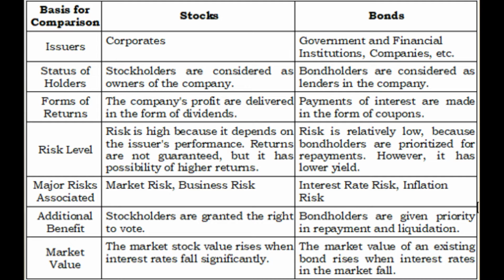How about the major risks associated with stocks? We have the market risk and business risk. How about in bonds? We have the interest rate risk and inflation risk. How about for the additional benefits? Stockholders are granted the right to vote, while bondholders are given priority in repayment and liquidation.